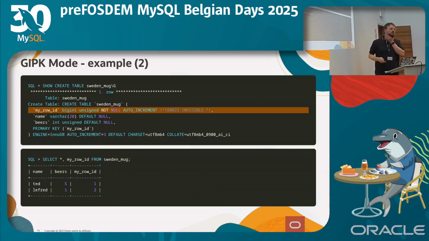So if you add the primary key later, what happens with the other indexes? You cannot do it. If you want to create a new primary key, you mean? Yes. Then you're going to rebuild it. You rebuild the table.